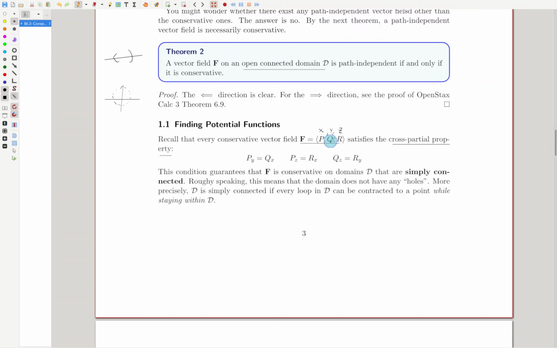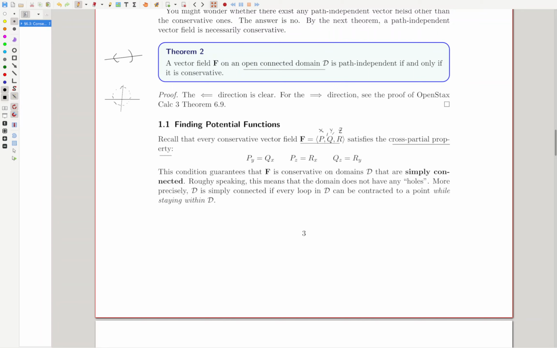If we pick P and R, then we do P sub Z and R sub X, and those are supposed to be equal. And if we pick Q and R, then we do Q sub Z and R sub Y, and those are supposed to be equal. So all three of these being satisfied is the cross-partial property. This is in the three-dimensional setting. In the two-dimensional setting, you only have x and y. You only have P and Q, which only gives you the one equation here. Okay.